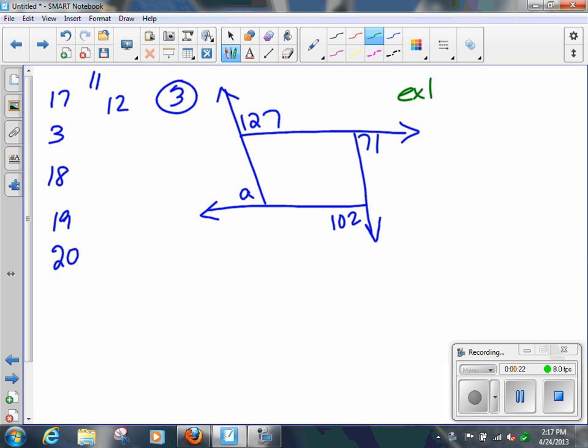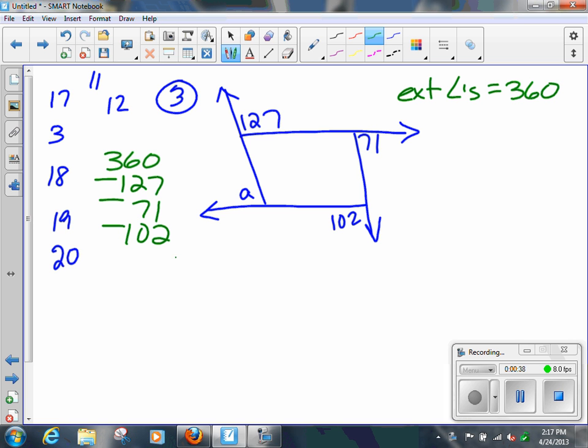Exterior angles. Exterior angles, our magic number is 360 degrees. What am I going to do with that 360? Some of you do like I do, and you take 360 minus 127, minus 71, minus 102. Some of you add 127 plus 71 plus 102. You get a sum, and then you take that sum away from what number? 360. It's the same difference. It's the same thing, okay? When you subtract those numbers off, you get 60, which is my value of A, okay? Does that make sense? I don't remember who asked.